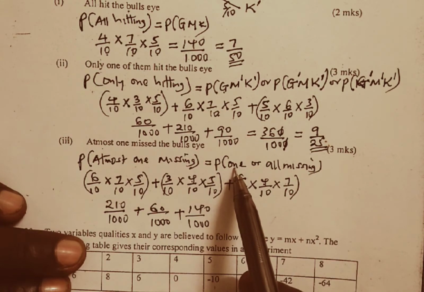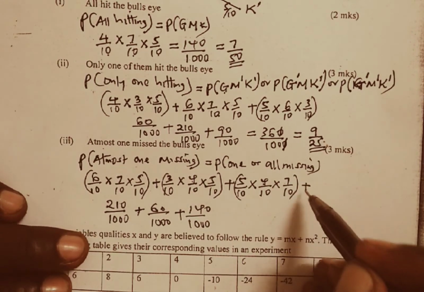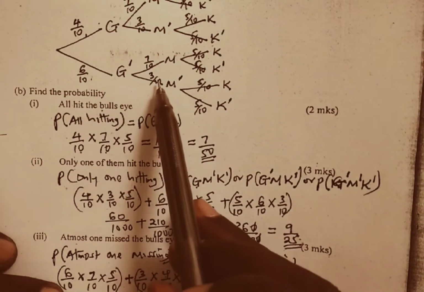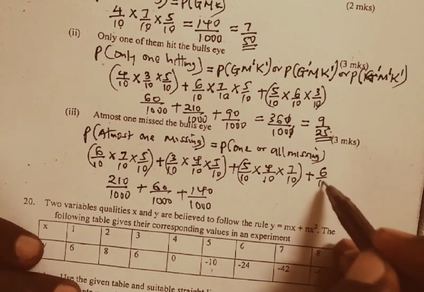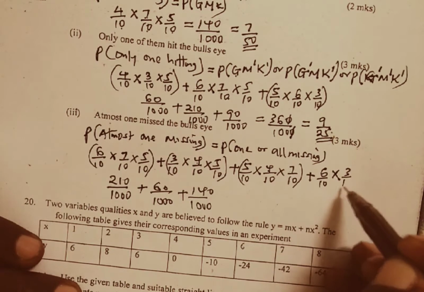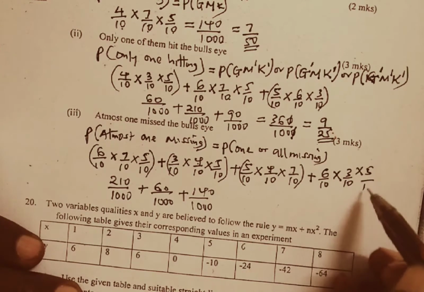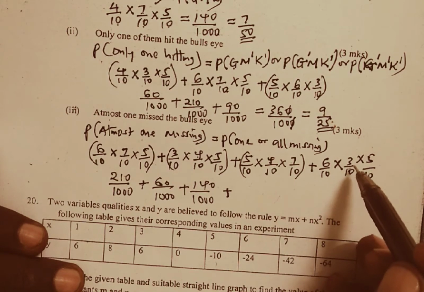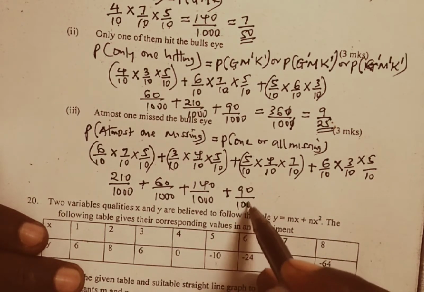That is one missing. And then all missing, we are going to add the probability of all missing. And all missing will be 6 over 10 times 3 over 10 times 5 over 10. This one is going to be 6 out of 10 for all missing. We multiply by 3 out of 10. Then we multiply by 5 out of 10. And this one is going to be equal to 6 times 3 is 18 times 5, which will give us 90. 90 divided by 1000.